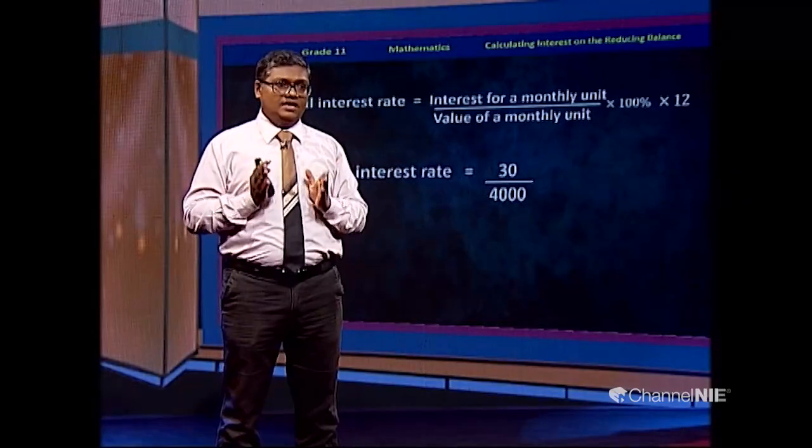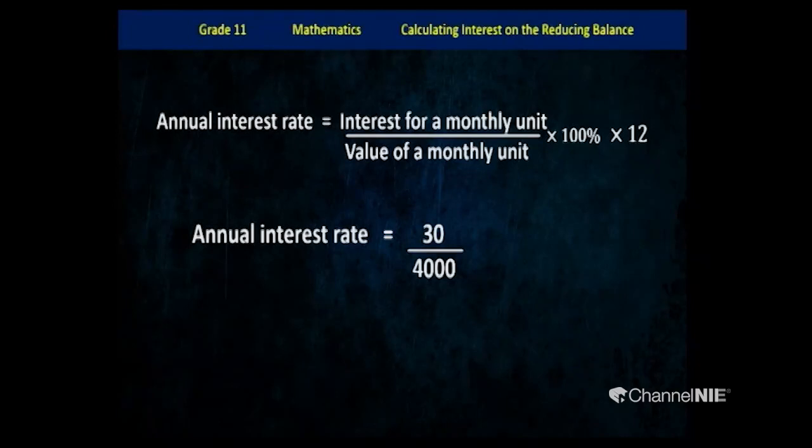Annual interest rate is calculated as interest for a monthly unit upon value of a monthly unit, multiplied by 100%, multiplied by 12. Then we can use the formula: 30 upon 4,000 into 100% into 12. Then you get 9% as the answer. Now you have come to the end of this calculation. That means we studied how to find the value of a monthly installment.